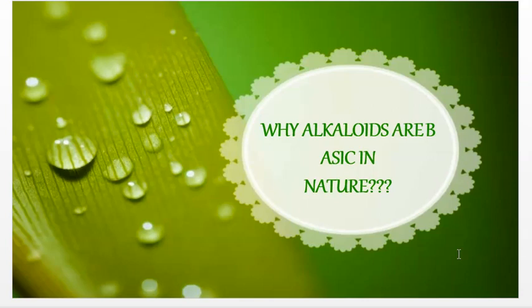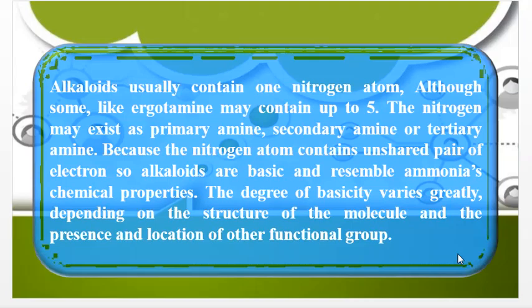But now we can ask why alkaloids are basic in nature. Alkaloids usually contain one nitrogen atom, although some, like ergotamine, may contain up to 5 nitrogen atoms. The nitrogen may exist as a primary amine, secondary amine, or tertiary amine.